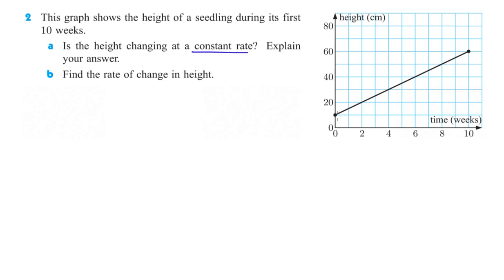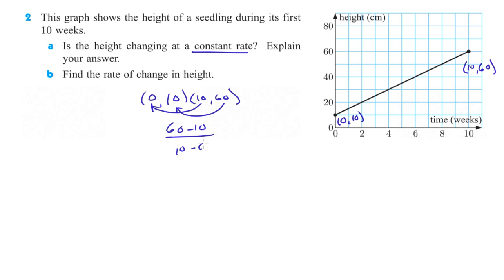So really all we want to do is just find two coordinates here. So this is (0, 10). And then this one out here is (10, 60). And then we can just find the slope between those two. Right? (0, 10) and (10, 60). Find the slope. 60 minus 10 over 10 minus 0 gives us 50 over 10, which is 5.